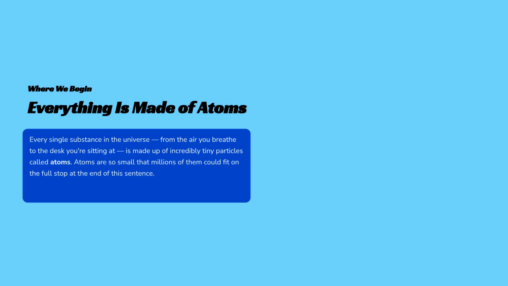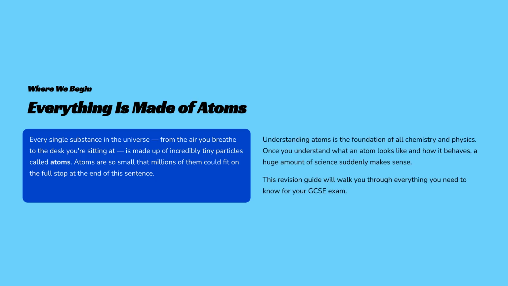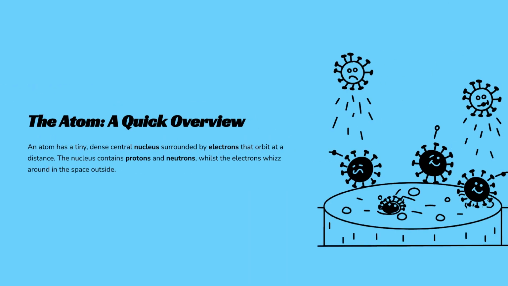Everything in the universe is made of atoms. These particles are so incredibly tiny that millions could fit on a single full stop. Understanding atoms is fundamental to both chemistry and physics. At the center of an atom is a dense nucleus, which contains protons and neutrons. Surrounding this nucleus are electrons that orbit at a distance within the empty space of the atom.